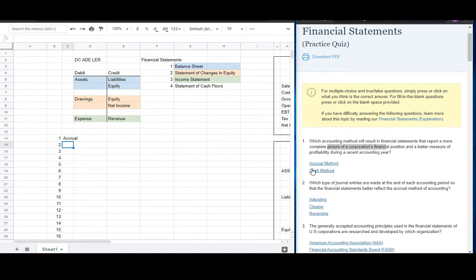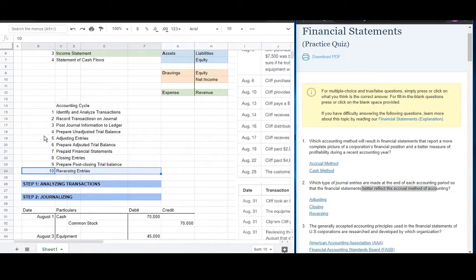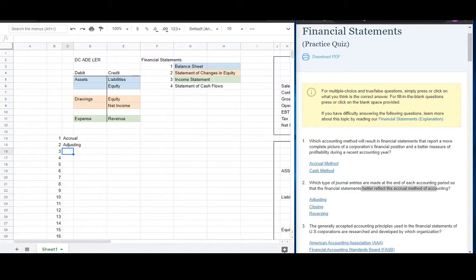So number 2, which type of entries are made at the end of each accounting period so that the financial statements better reflect the accrual method of accounting? It is the adjusting. Okay, it is the 5th step of the accounting cycle. So what do we adjust? We adjust accruals and prepaids or deferrals.